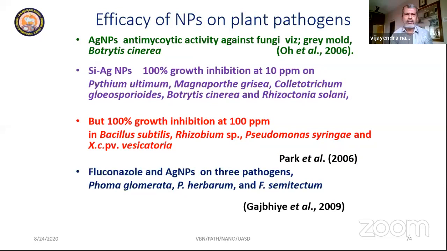But what is important is, see now, in this case, only at 10 ppm, it has inhibited many of these fungi. But see now, in case of bacteria, it required more. Earlier, what we thought, always bacteria requires the lesser concentration, but Park and his group say that it need not be the same. They found the difference in these things. Similarly, one can have fluconazole and azoxystrobin and other things. They were found on par with these things. That is, the nanoparticles and other things are almost similar.